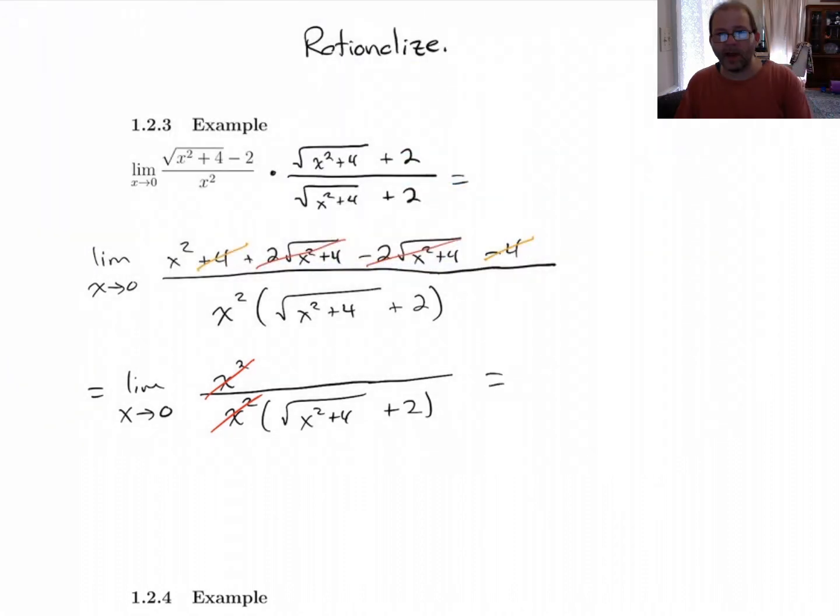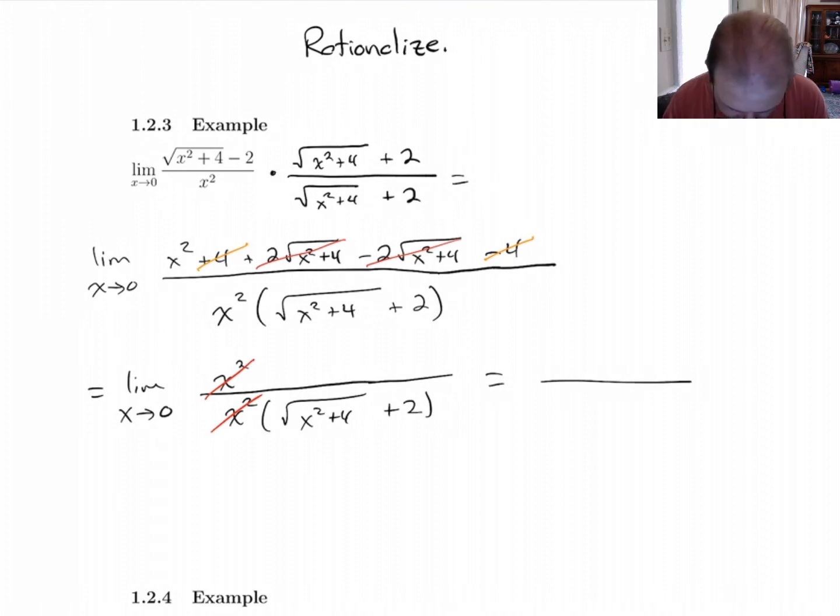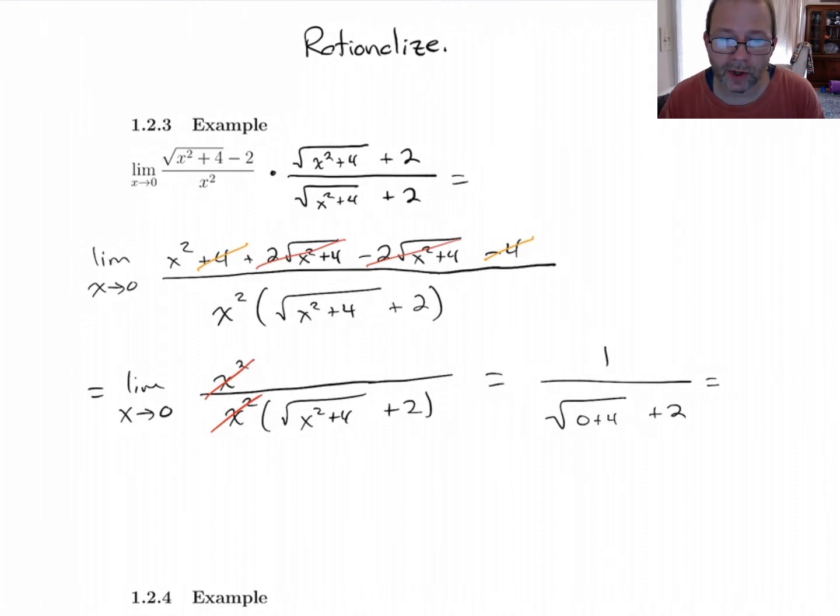I'm not going to rewrite it. I'm just going to go ahead and plug in 0 for x and see what's still there. Up top there's just a 1, and downstairs there is the square root of 0 plus 4 plus 2. So this winds up giving me 1 over 2 plus 2, so 1/4, and that's my answer.